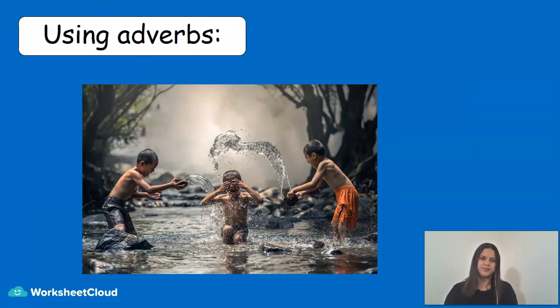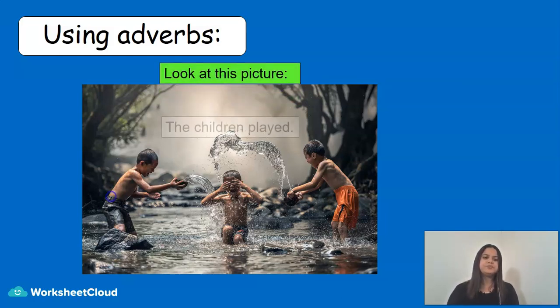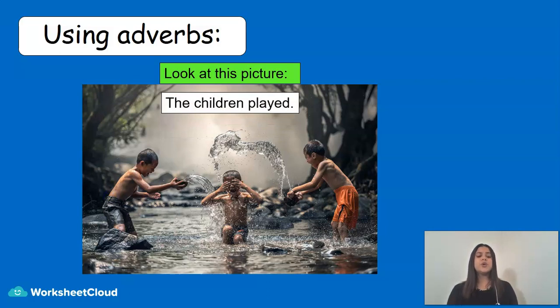So, using adverbs, I want us to look at this picture. In the picture, these 3 boys are doing something, and I want us to just look at it for a moment and to see what are they doing and how are they doing it. I'll let you look at it for a little bit. So, look at the picture. The children played. So that is a sentence, right? And it's basically telling us what's happening in the picture.